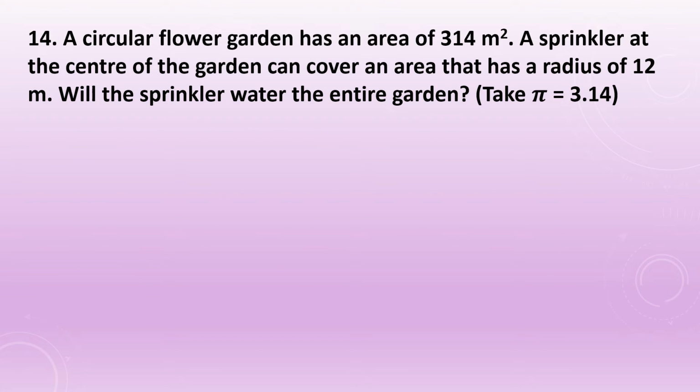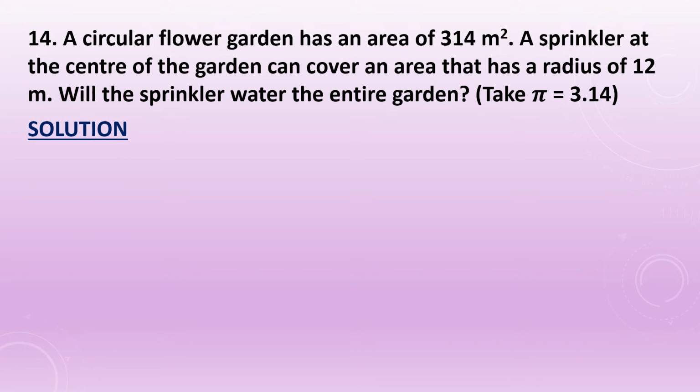Now we move to question number 14. A circular flower garden has an area of 314 meters square. A sprinkler at the center of the garden can cover an area that has a radius of 12 meters. Will the sprinkler water the entire garden? How to solve this question?